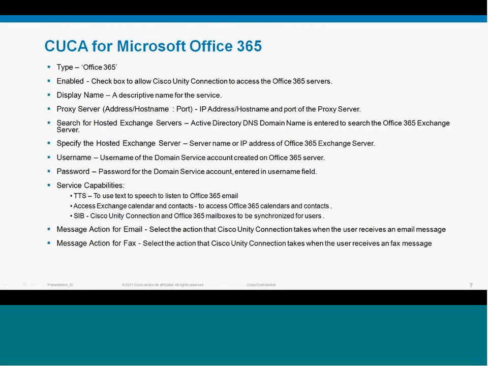Type as Office 365 enabled. It is a checkbox to allow Cisco Unity Connection to access the Office 365 servers. Display name is a descriptive name for the service. Proxy server address or host name and port: the IP address or host name of the proxy server and its port. Searching for hosted Exchange server: the Active Directory DNS domain name is entered to search the Office 365 Exchange server via auto-discovery.